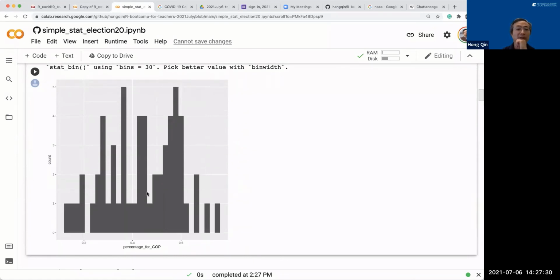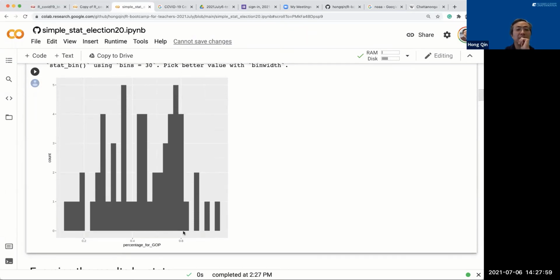There are a lot of counties that vote GOP. See, this is 0.6, 0.7. There are some counties that even vote 75% GOP. There's one distribution and there's also another distribution here. Around 0.4, 0.6, 0.5, in fact there's almost no county that is exactly 0.5.